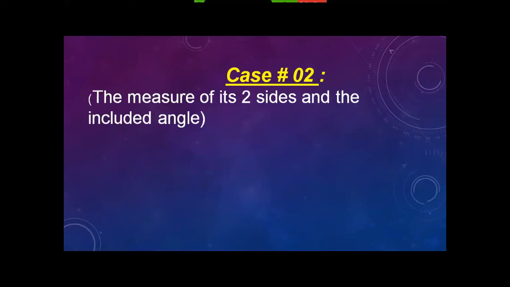Now it's time to discuss our case number 2. Case number 2 is a little bit different from case number 1. How is it different? In case number 1, we have 3 sides, but in case number 2, the measure of 2 sides and the included angle is given. It means in case number 2, we have 2 sides and 1 angle.